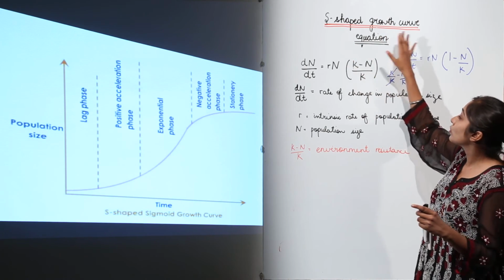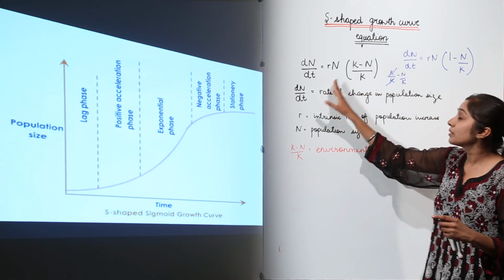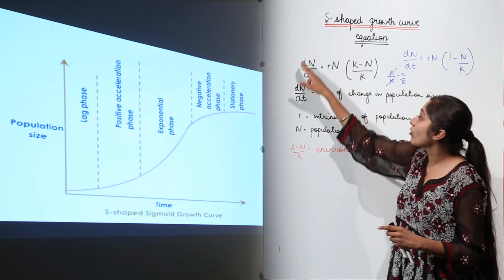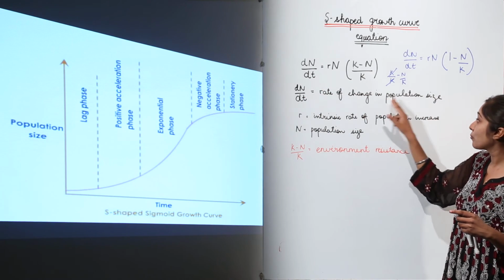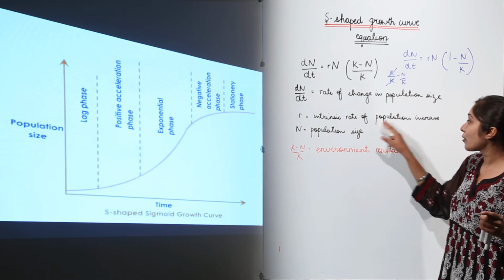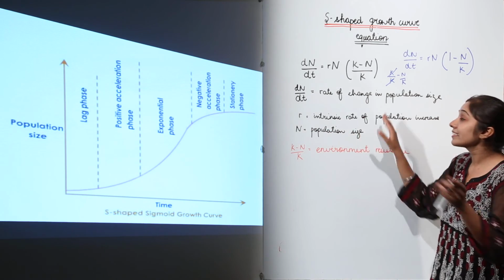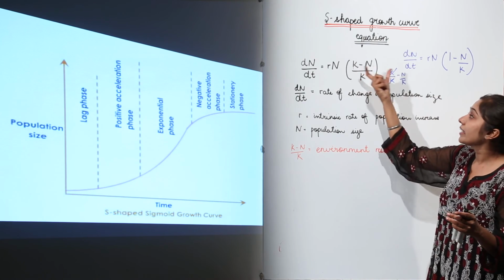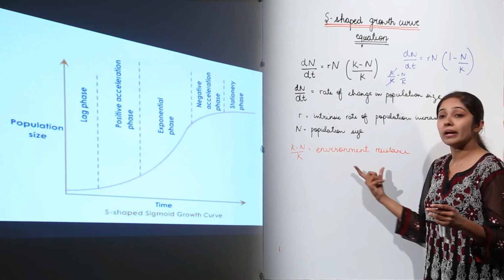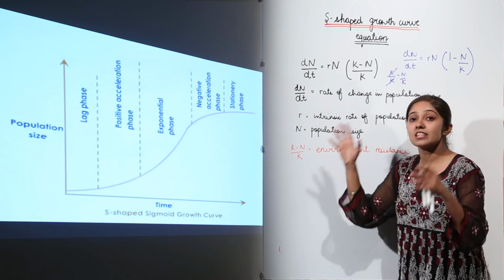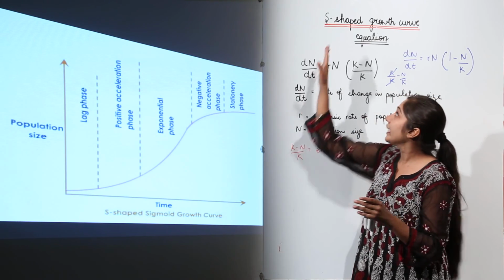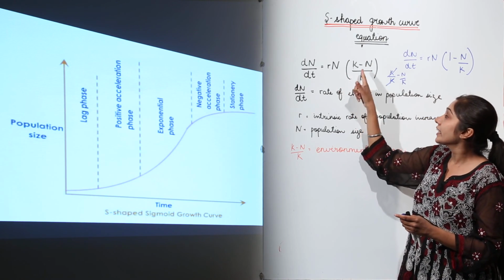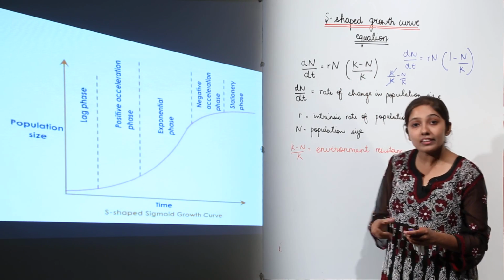So the S-shaped growth curve equation is this. I hope that each and every symbol is very clear to you. dN/dt, we have discussed, is the rate of change in population size. r is the intrinsic rate of population increase, N is the population size. This is the same as for the J-shaped growth curve we discussed. But the difference is this (K - N)/K, that is the environmental resistance. So remember the difference between the J-shaped growth curve equation and the S-shaped growth curve equation: it is the addition of (K - N)/K, the environmental resistance.